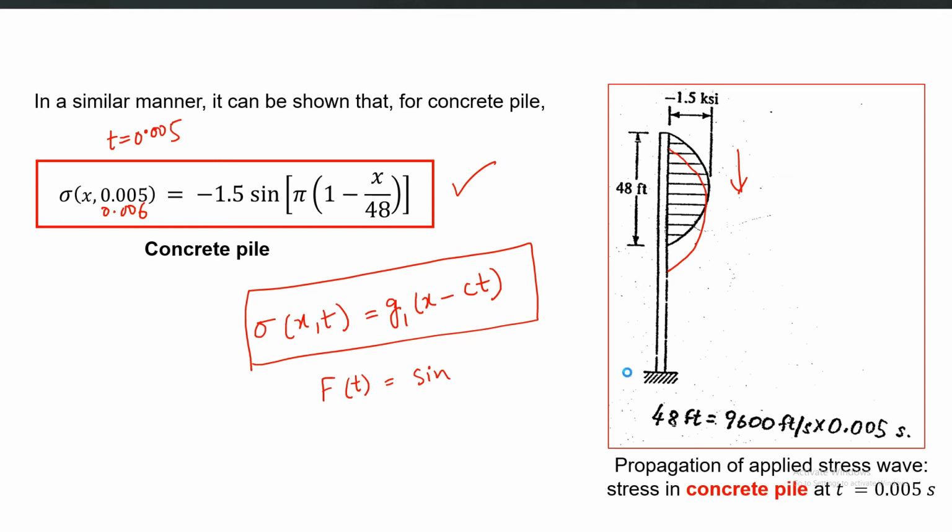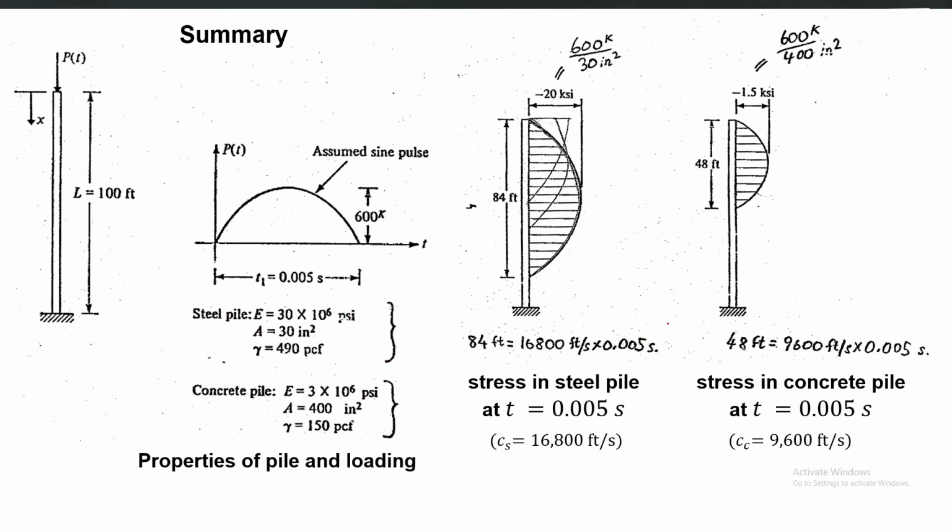So this is a quick comparison between stress in the steel pile at t equal to 0.005, at the end of the applied loading, and in the concrete pile. You can see here that the peak value of stress is less, because the cross-sectional dimensions and material properties are different. But you can just understand the wave propagation in different materials. So this is a summary of the two piles which are fixed at the base and which are applied with a drop hammer at the top.